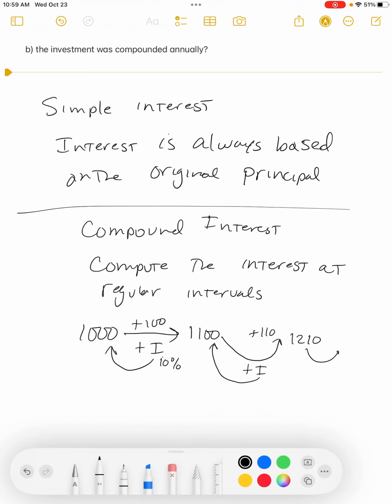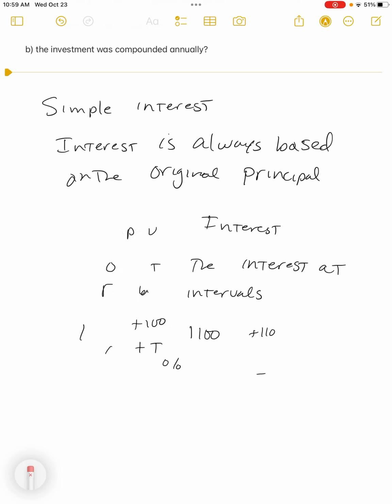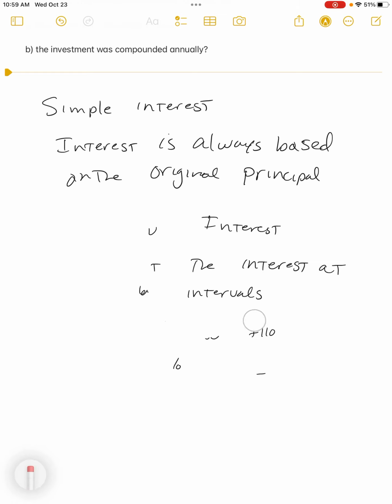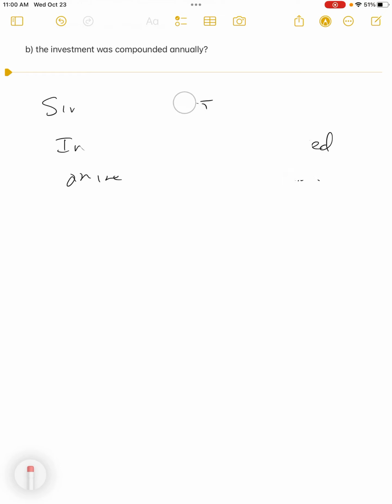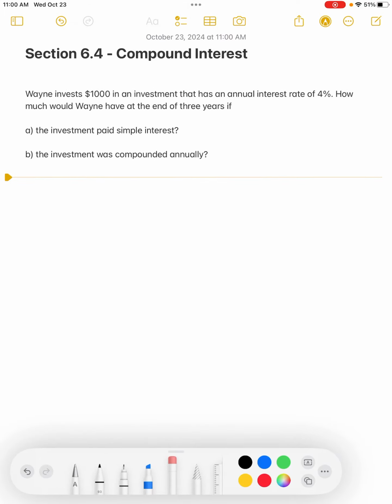So let's see that kind of in action here with the first wording. So I'm going to go ahead and erase all this, and let me switch this to a pixel eraser so it's a little bit faster. The reason why I'm erasing this is one, you could go back in the video, but two, I want to get up to this question that's up here. So let's look at this. Let's look at it from a 6.3 perspective and a 6.4 perspective.